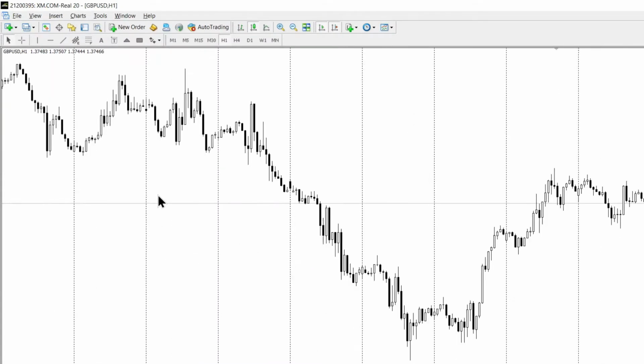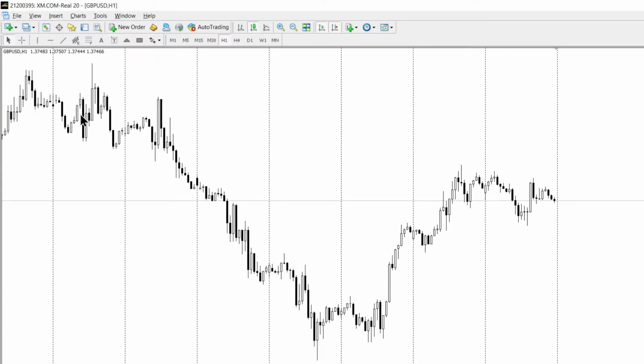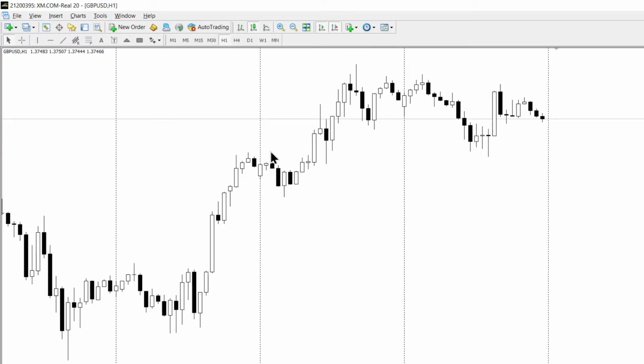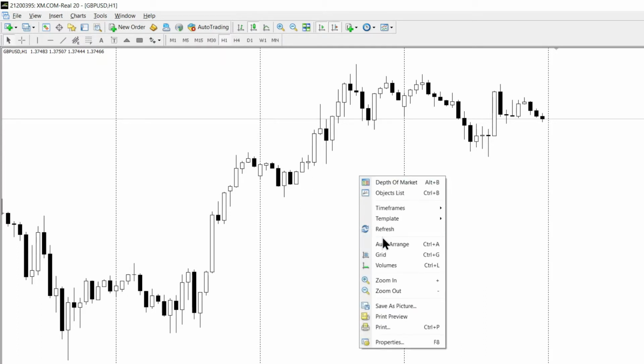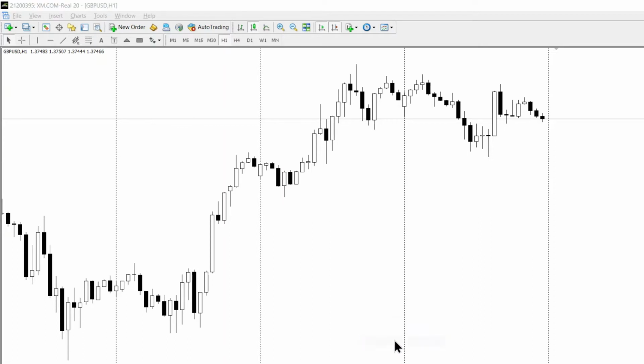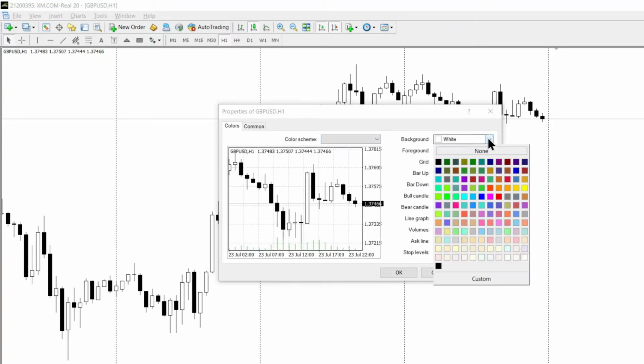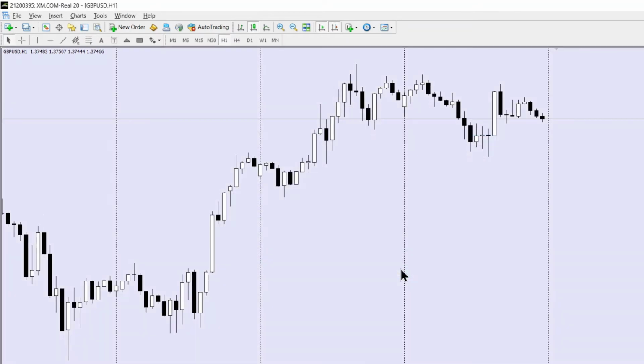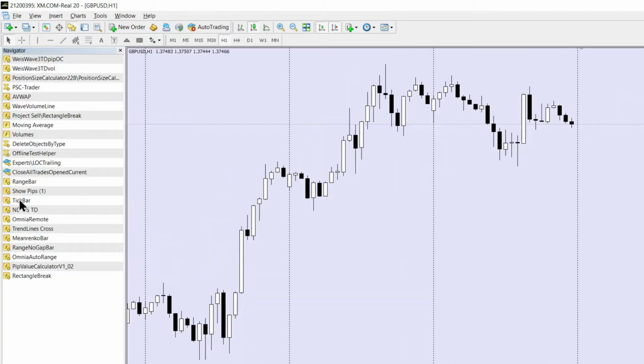So let's start with the blank chart, nothing else. This is a GBP USD chart, on black and white. Let me change the background a bit to make it more visible. Background, let's make it, I don't know, this color. Okay, better now. So the indicator is called tick bar. Okay, so I will drag this in.